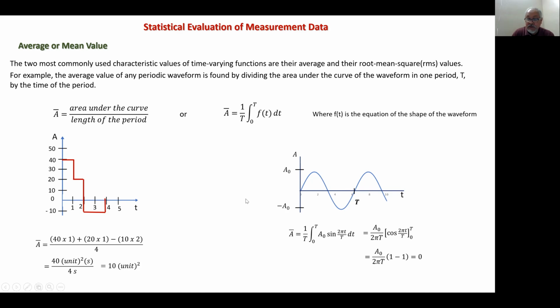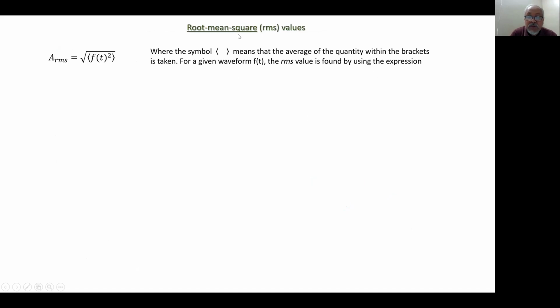Perfect. Remember, this is one way, but the most important one is finding the root mean square values. Great. Now let's go to the root mean square values. That's the form, right? This is the root mean square. In this case, A could be any quantity. It's equal to the square root of this function squared, and we take the average of that function, and again, the symbol means that the average of the quantity within the bracket is taken.